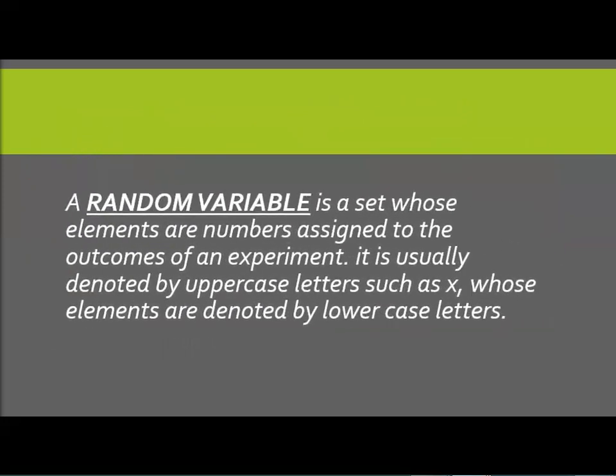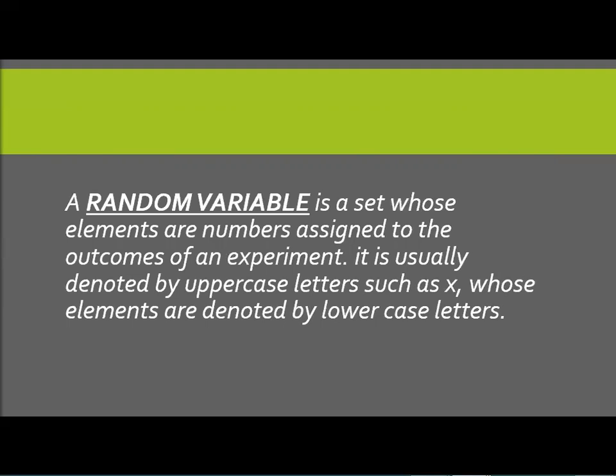Now, let's have a book definition of random variable. A random variable is a set whose elements are numbers assigned to the outcomes of an experiment. It is usually denoted by uppercase letters such as X, whose elements are denoted by lowercase letters. Ayan ha. Yung set is denoted by the capital letters or the uppercase letters. And then the elements of that set is denoted by lowercase letters or the small letters. So ayan.